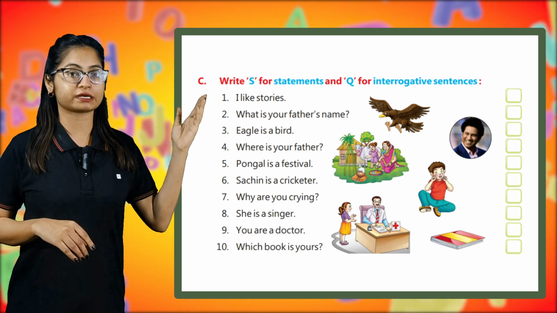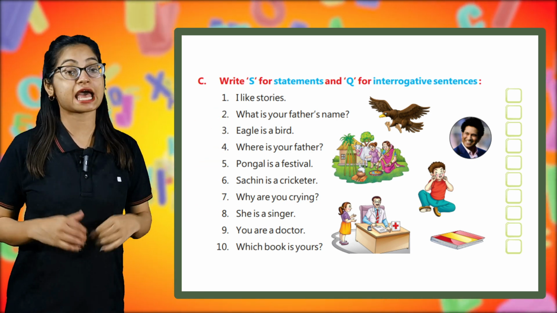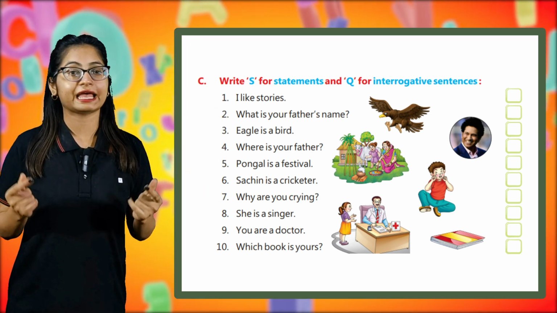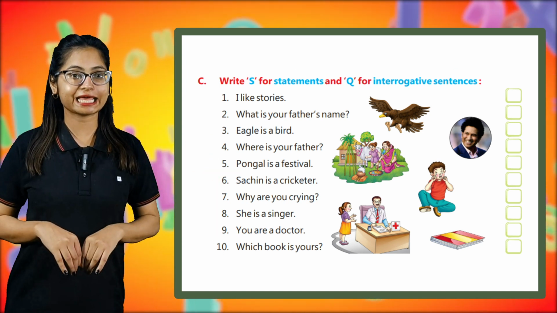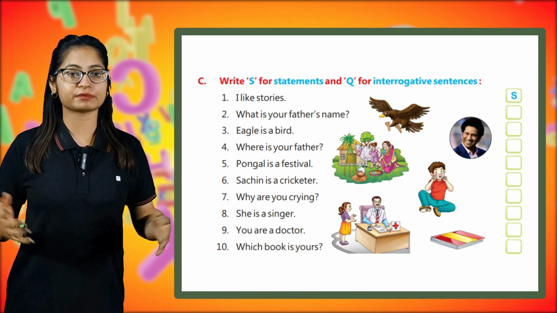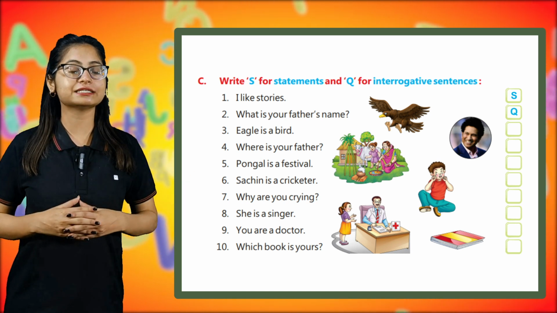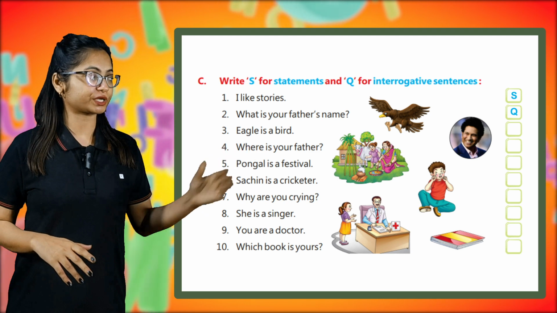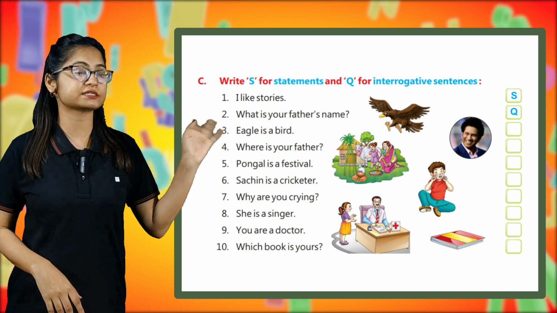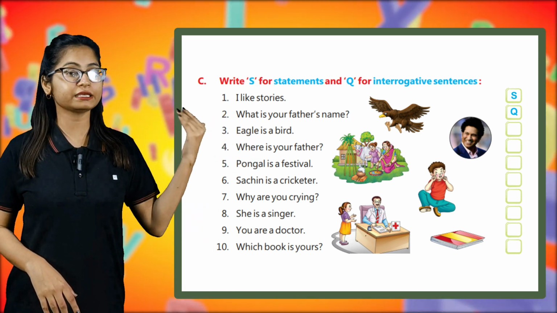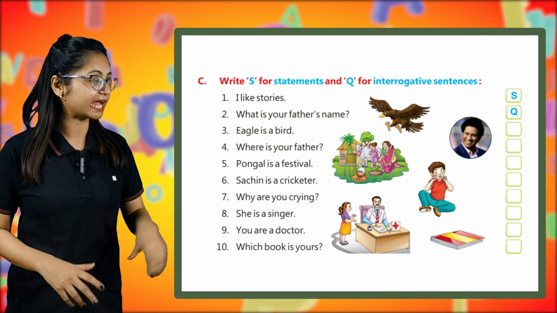Next, let's move to part C. Write S for statement and Q for interrogative sentences. I know you have already done it in your previous classes. So number one, I like stories. That's a statement. Next, what is your father's name? That's a question. Next, eagle is a bird. At first, we have been given I like stories. We will write S because we can clearly see it has a full stop and starts with a capital letter, and it sounds like a statement. So, that's a statement and we will write S.